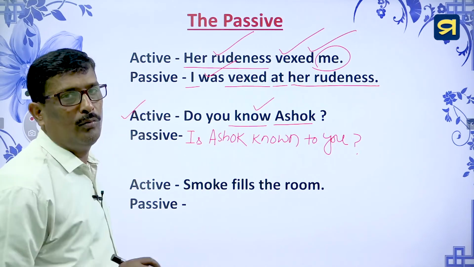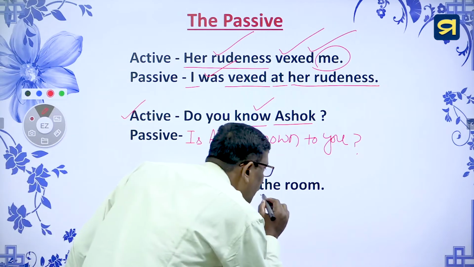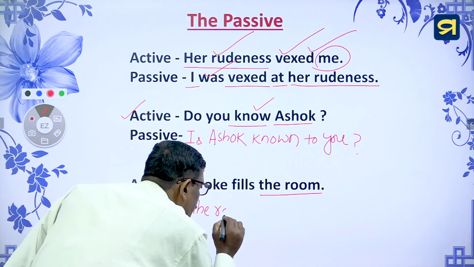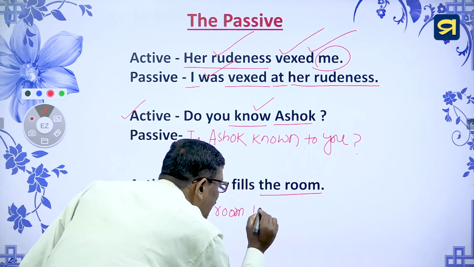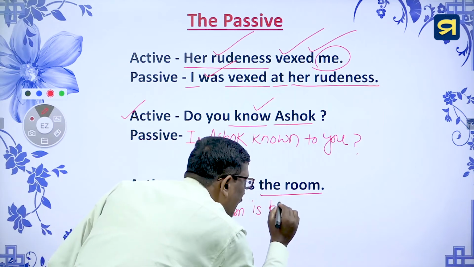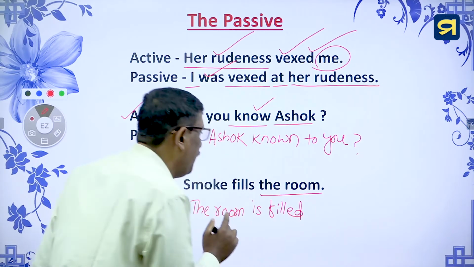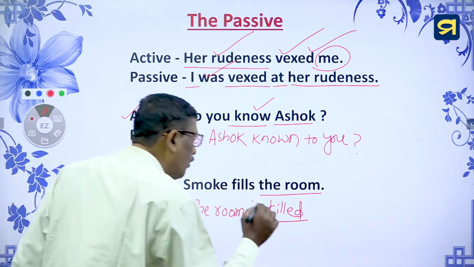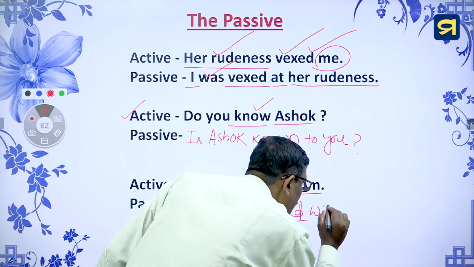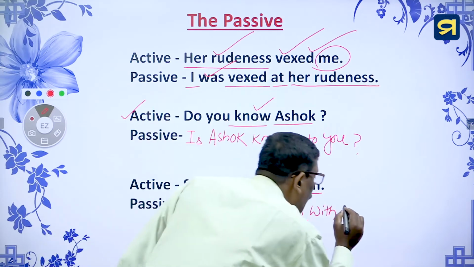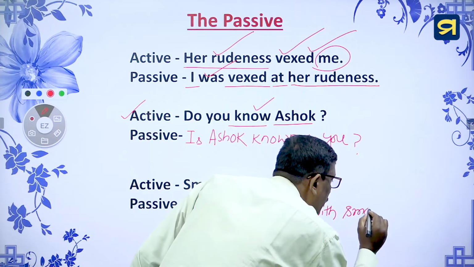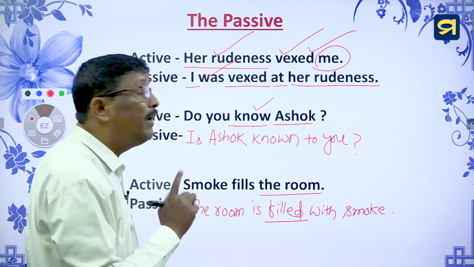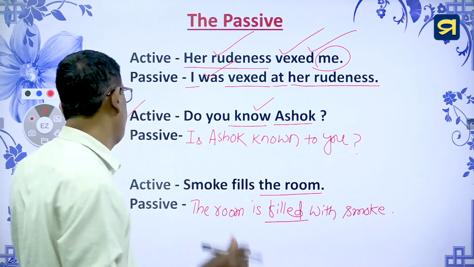Smoke fills the room. Which one is the object? Very good. What? The room. The room is filled. Why is is used? Because it is in simple present tense. After is, am, or what? The third form of the verb is used. Filled. But filled is followed by what? With. The room is filled with smoke. Then full stop. Did you understand? So in this way we have to change from active voice to passive voice.